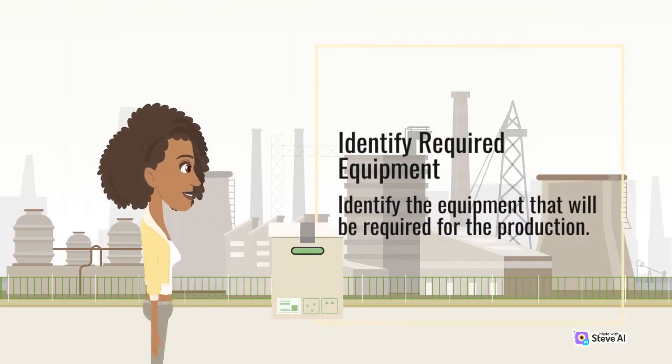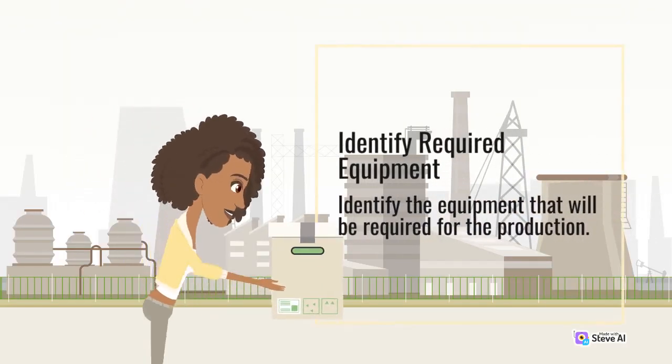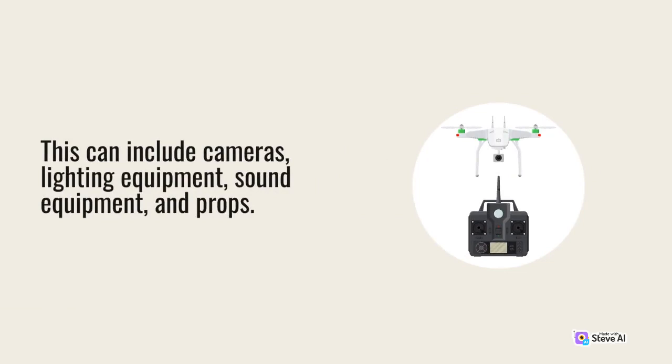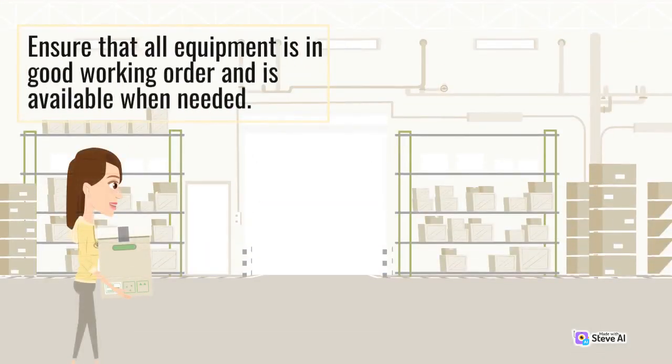Identify required equipment. Identify the equipment that will be required for the production. This can include cameras, lighting equipment, sound equipment, and props. Ensure that all equipment is in good working order and is available when needed.